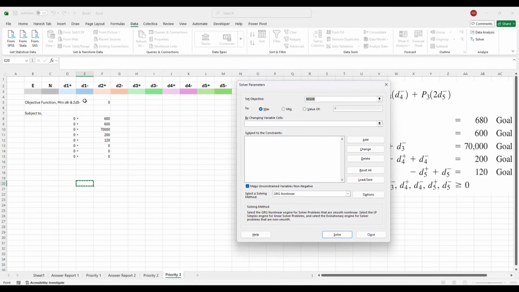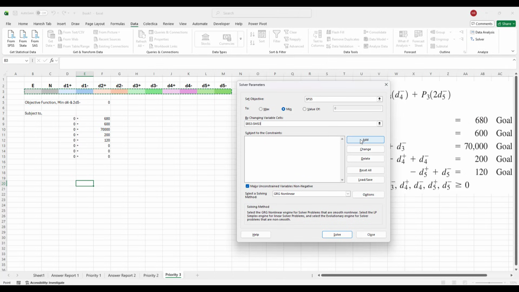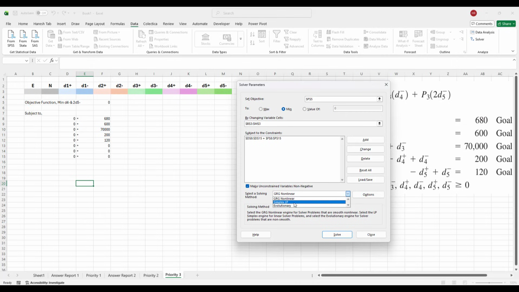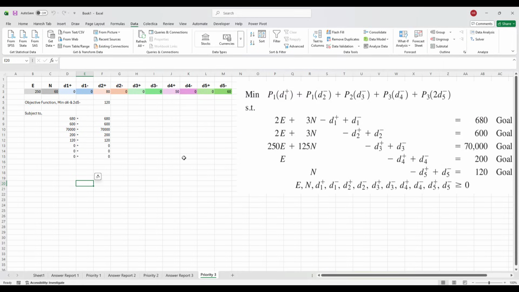So my objective function is here. It is minimize type. Variable cells are this all, and add, I will use all this on the left side. I will put it equal to, on the right side I am going to put all this and say OK. Then this one is simplex LP and solve. And now what I got is my final answer. So if you see here, D4 minus can be achieved as 0, but D5 minus will be 60.